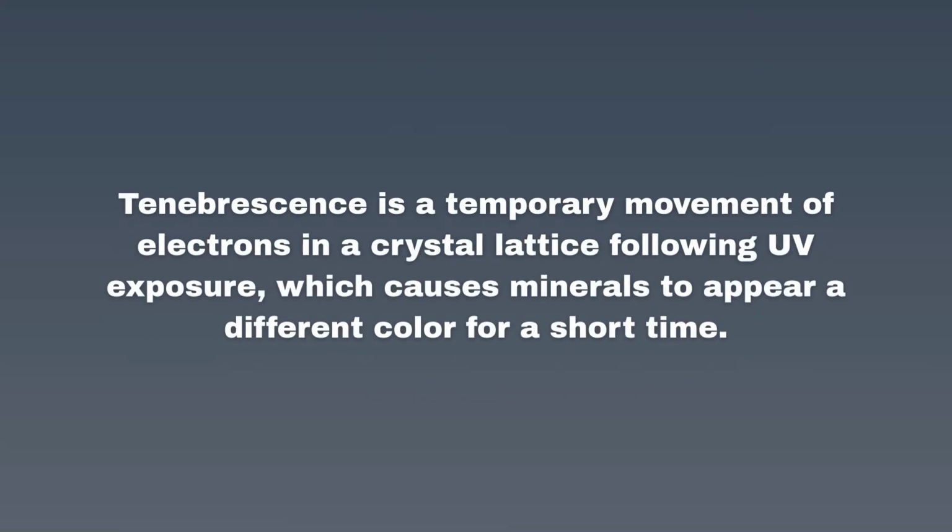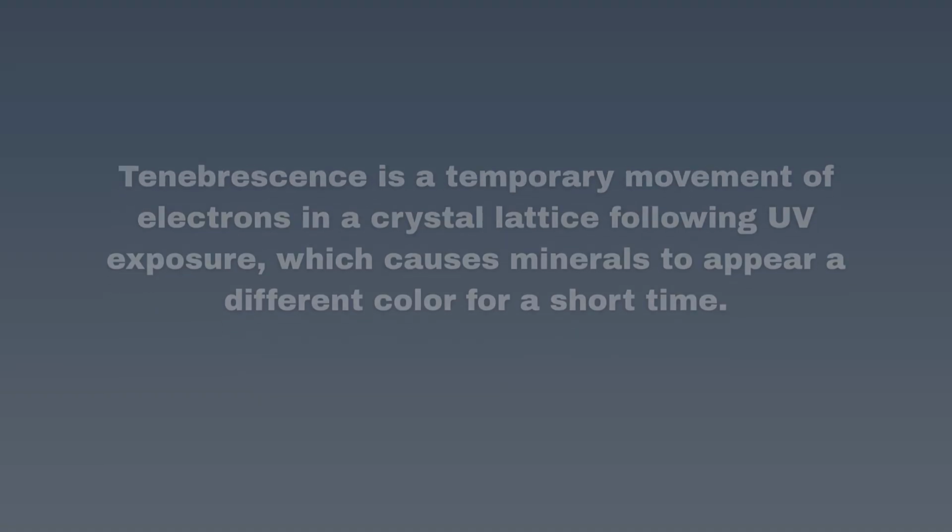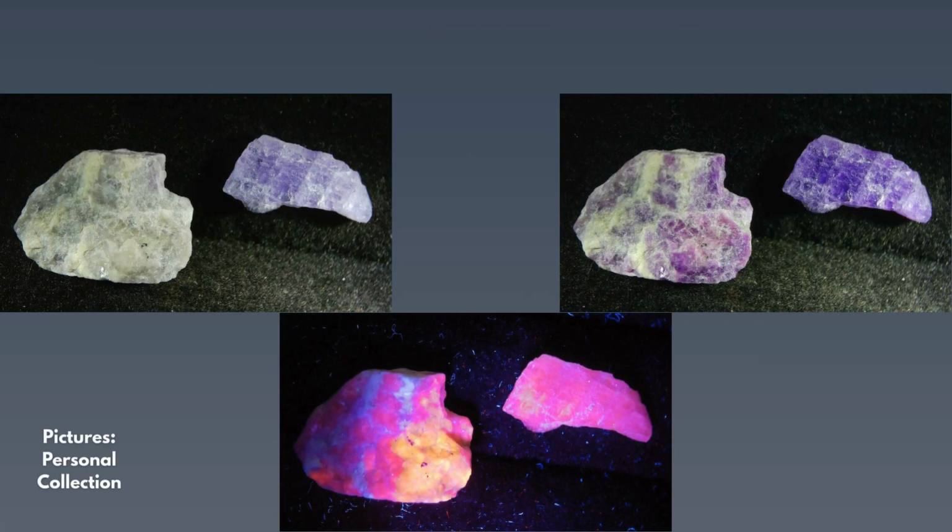Tenebrescence is a temporary movement of electrons in a crystal lattice following UV exposure, which causes minerals to appear a different color for a short time. Here we have Hackmanite, which on the left is in its regular state, and then did some UV light, and then on the right, you see that color change, especially in that one on the left, where it was mostly kind of white before. Now you can really see the purple, and the other one is darker.